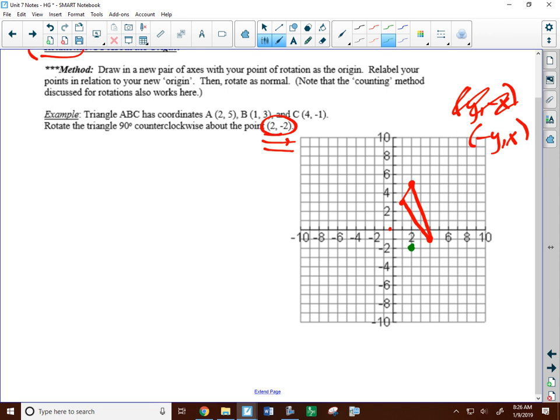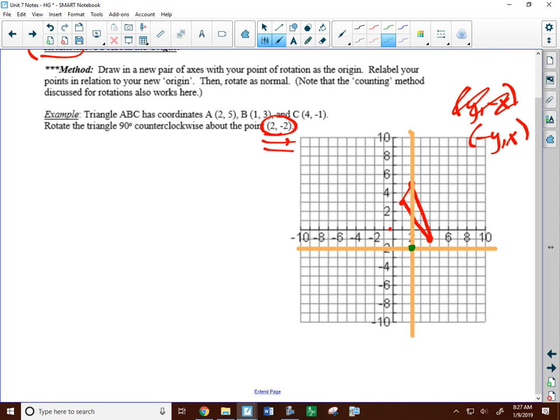Okay, now here's all you're going to do. That's going to be your new origin. If you want a straight edge ruler you can use one, or if you want to draw it in with colored pencils or something, you can. I'm just going to make that my new origin. So you're going to draw in a set of axes, with 2, negative 2 being the new origin. And now you're just going to rotate as normal.